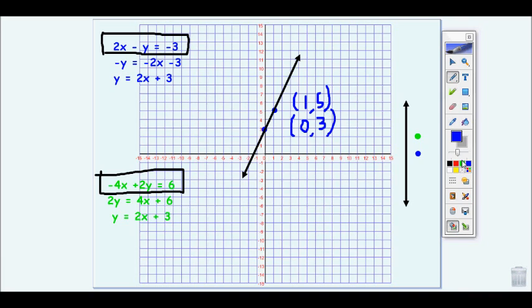I went ahead and isolated the y. First it was 2y equals 4x plus 6. And then I needed to divide everything by 2 because I needed to solve for a single y. Now I can go ahead and graph that by using the y-intercept, which is 3 again.